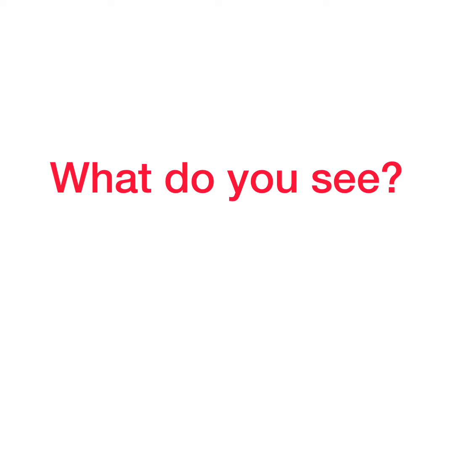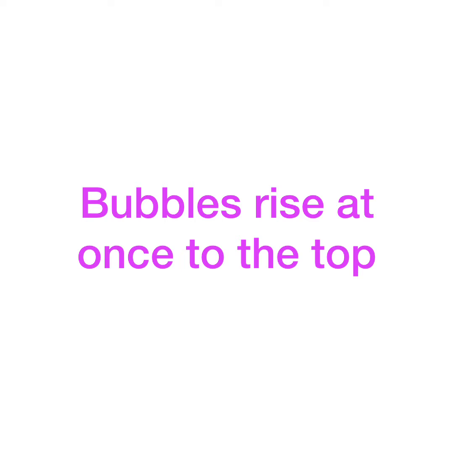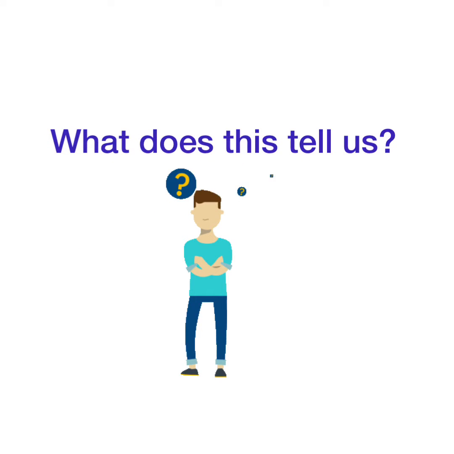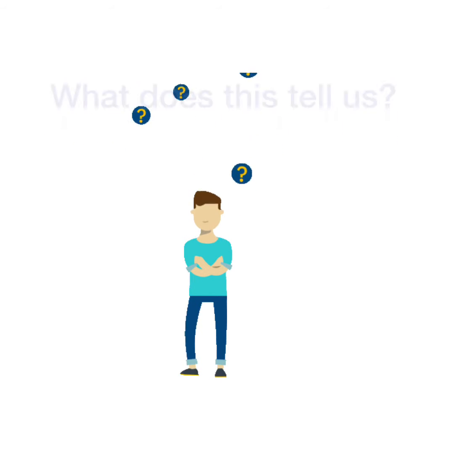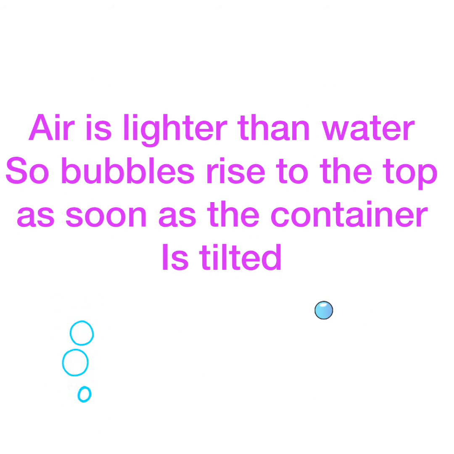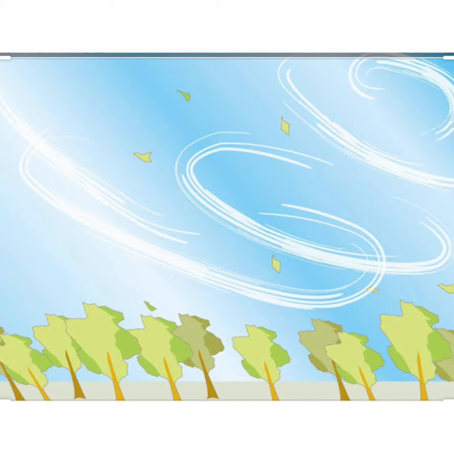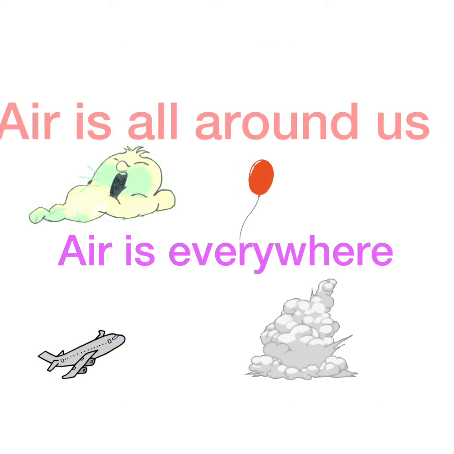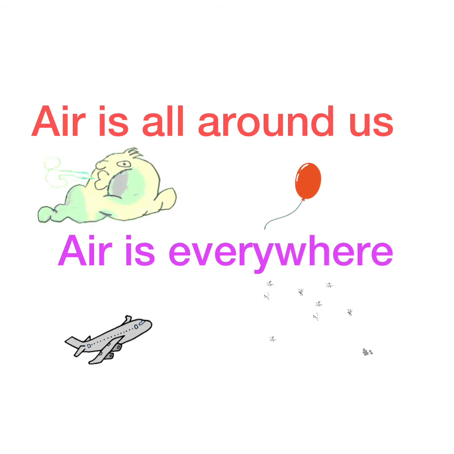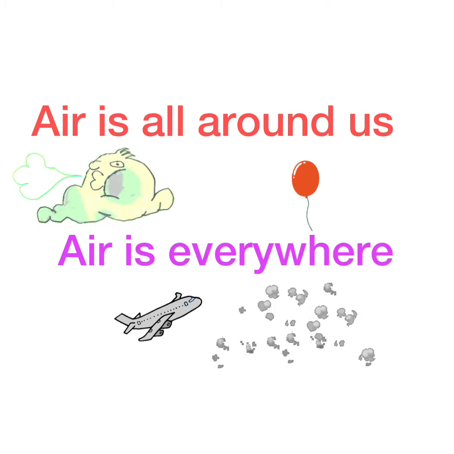So what do you see, students? Yes, bubbles rise at once to the top of the container. And what does this tell us? Air is lighter than water, so bubbles rise to the top as soon as the container is tilted. It means that there was air even in the container that appeared to be empty. Hence, we can say that there is air all around us everywhere. So air is all around us and air is everywhere. Even if we cannot see air, it's present everywhere.